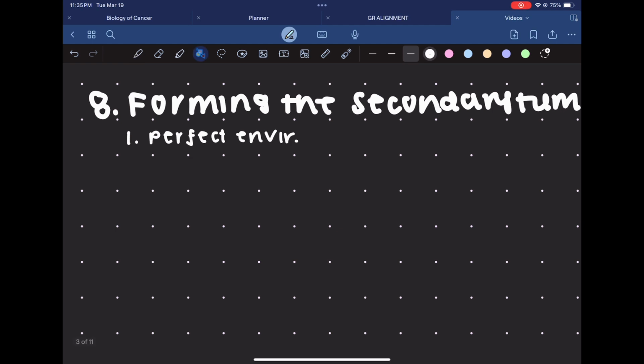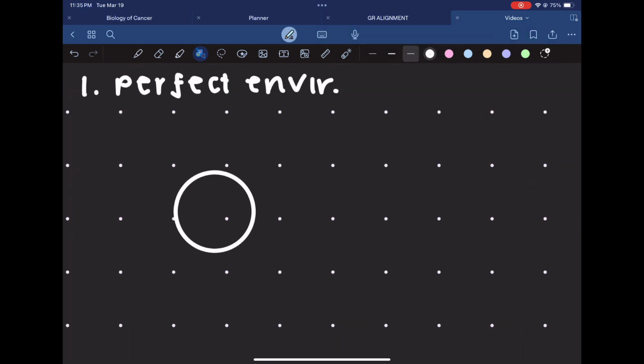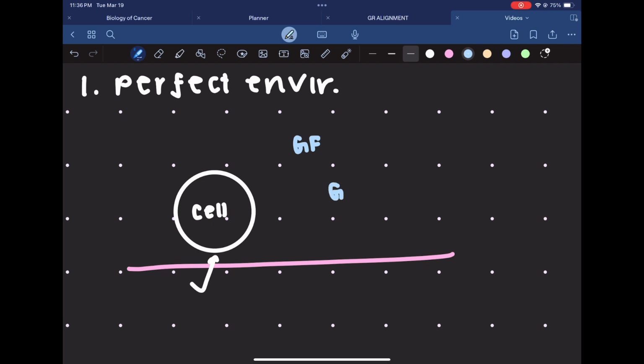So let me draw my cancer cell. There we go, much better. And the cell has just exited the blood vessel, right? So it just came from this blood vessel and it's entered this new environment. A perfect environment would look like lots of growth factors of different types that are present in the environment. It might look like immune cells already being present. Or some type of inflammation.